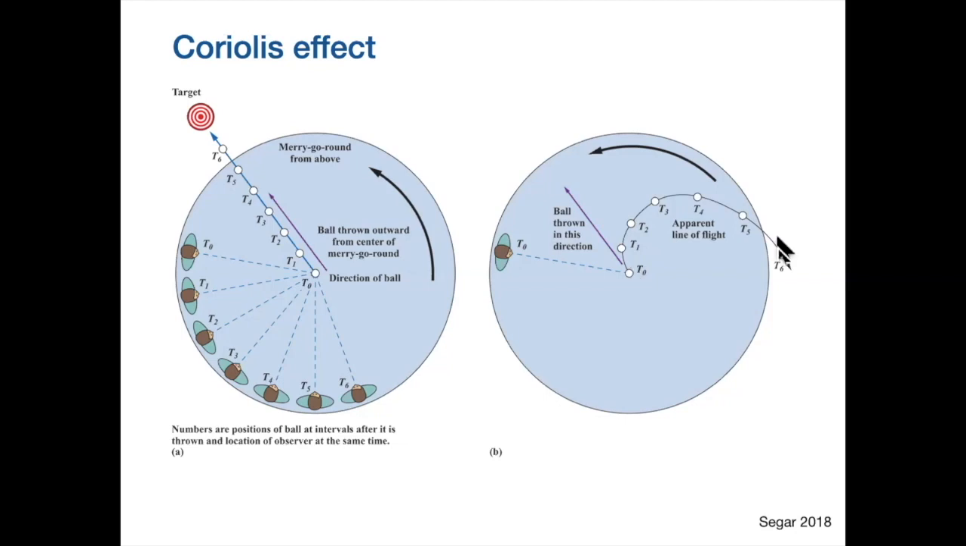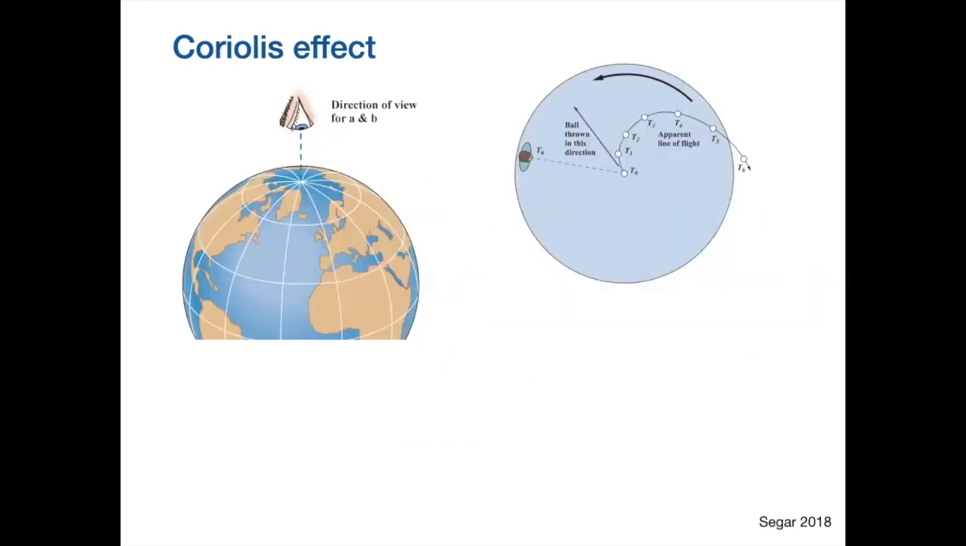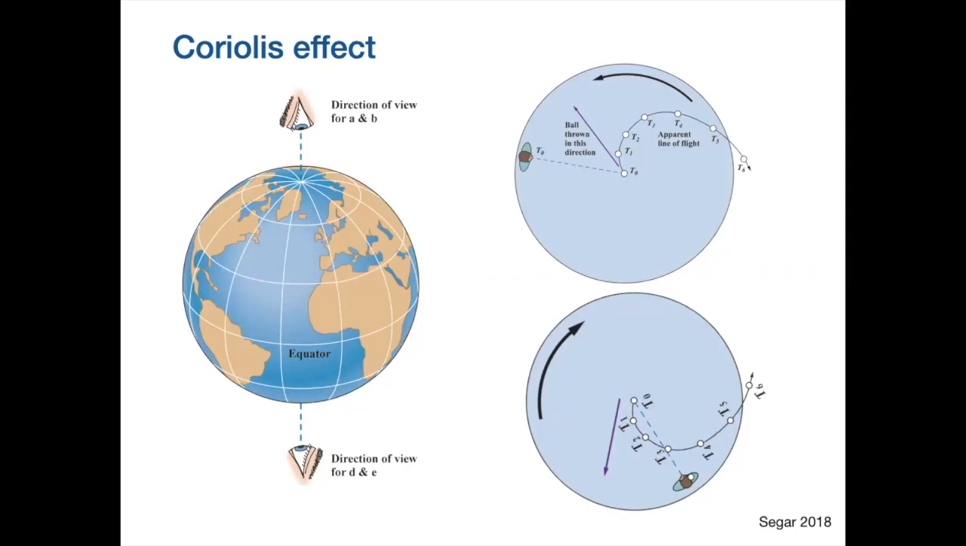So as time progresses, the observer is seeing the ball deflected to the right as it travels. So the direction of motion is in this direction, T0 to T1 to T2. So this is time, and it is being deflected to the right as you follow that arrow around. So on Earth, if you look down on the North Pole, the Earth will be rotating counterclockwise. So this is the scenario that we just looked at here, with the deflection along the direction of travel being to the right.